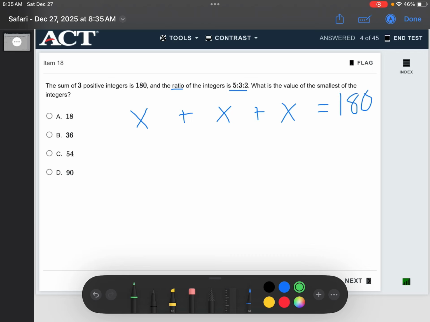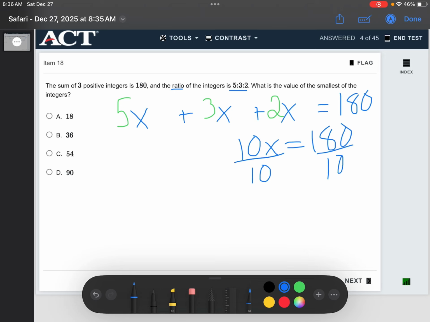But then it tells us about this ratio piece, right? That they have a ratio of 5, 3, and 2. So now when I'm adding these together, because of those ratio pieces, they will all be different values of three integers that will all add together to give us 180. And so then we would just solve this equation for x. 5 plus 3 gives us 8, plus 2 more gives us 10. So we have 10x equals 180. And then get x by itself by dividing both sides by 10, and we get 18.